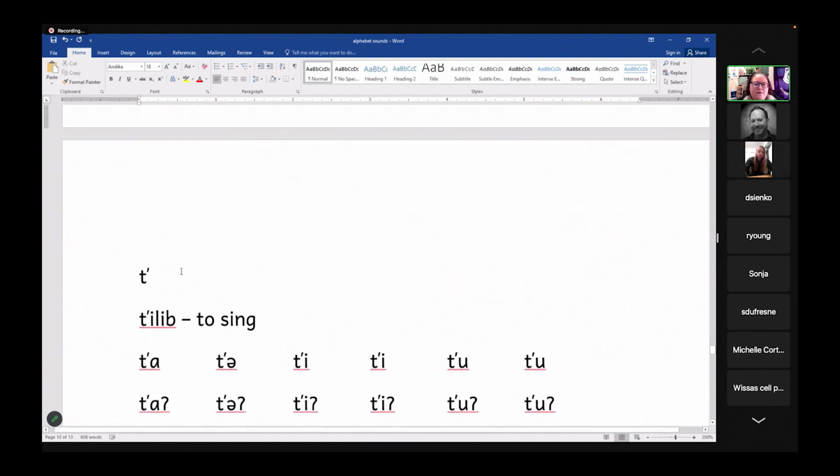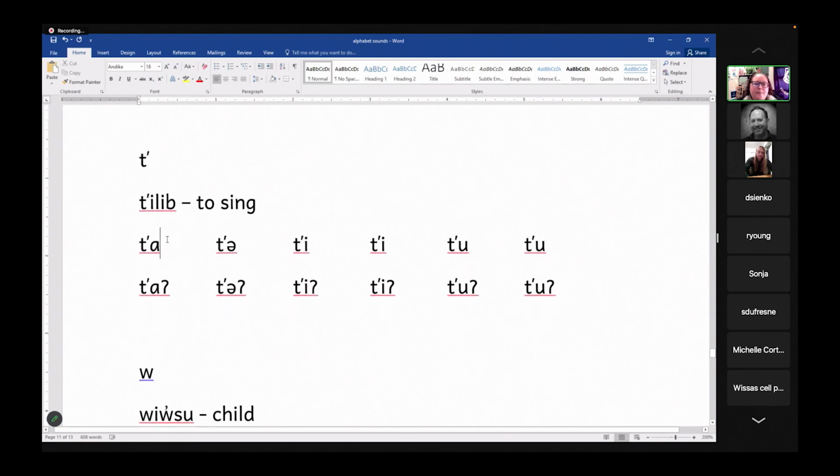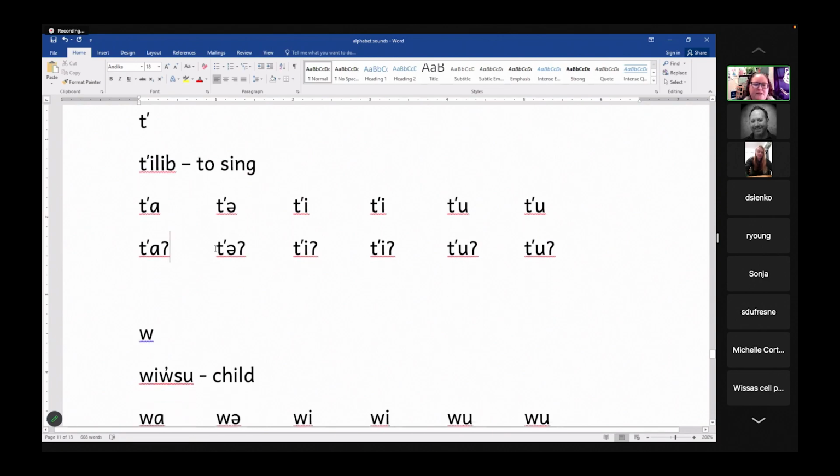And then we have the glottalized T, which is a harder sound. Elib, elib. Ta, e, a, o, u. You might spit a little bit with this one I just did. And with the glottal stops, ta, e, a, o, u.